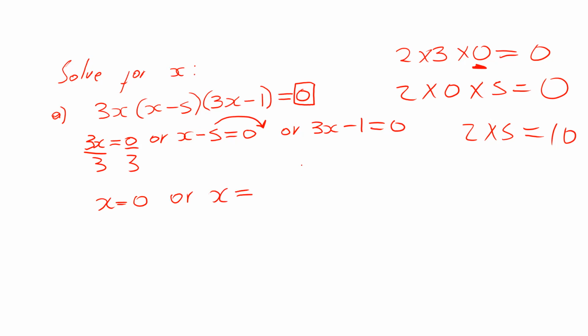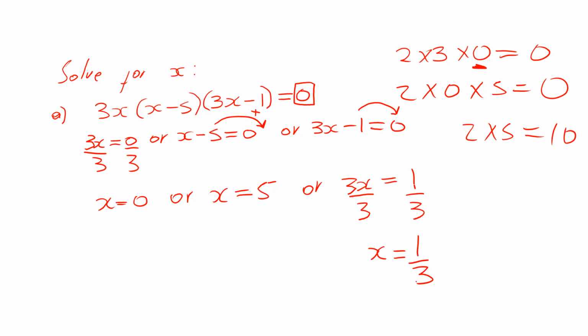In the last one, I'll have to transpose this 1 to the right-hand side. I'll be left with 3x is equal to 1. It was negative, now it will turn and become positive, and then you divide both sides by 3, which is the reciprocal of multiplication. Therefore, you'll have x is equal to 1 over 3. That's it.